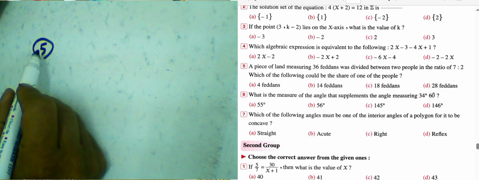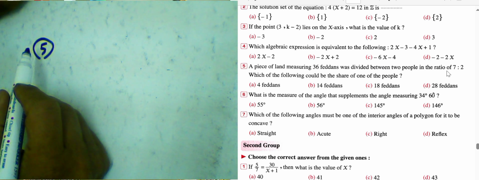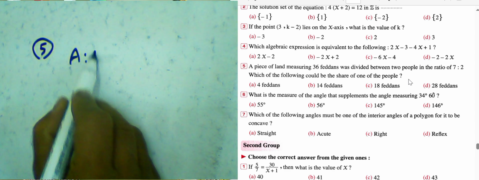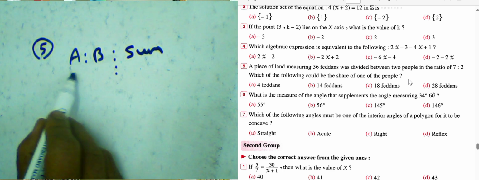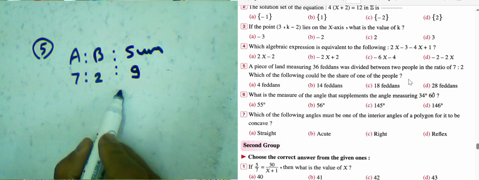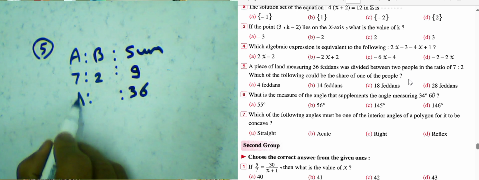Question number 5. A piece of land measuring 36 faddans was divided between two people in a ratio of 7:2. Which of the following could be the share of one of the people? We can divide 36 between two persons, the first and the second, and the sum. The first gets 7 parts and the second person gets 2 parts. Then the sum of parts here will be 9 parts. And the total number of faddans was 36. So you can find the value of A and B.